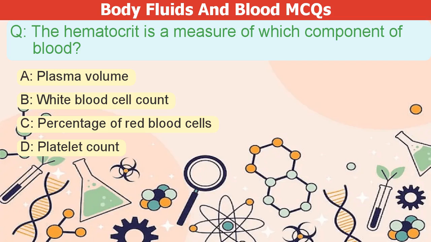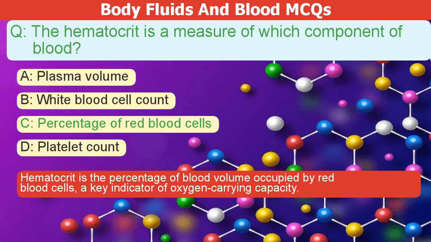The hematocrit is a measure of which component of blood? A. Plasma volume. B. White blood cell count. C. Percentage of red blood cells. D. Platelet count. The correct answer is C. Hematocrit is the percentage of blood volume occupied by red blood cells, a key indicator of oxygen carrying capacity.